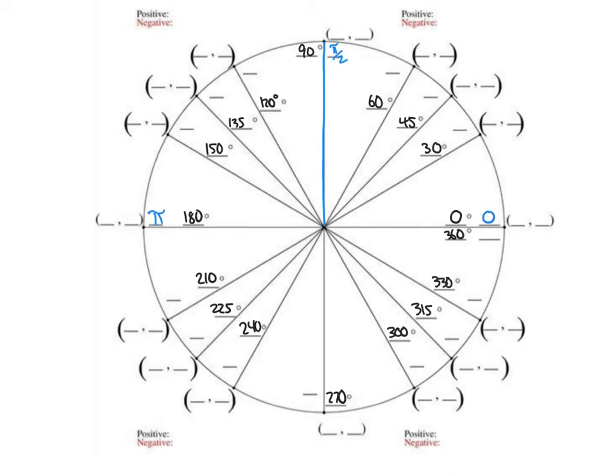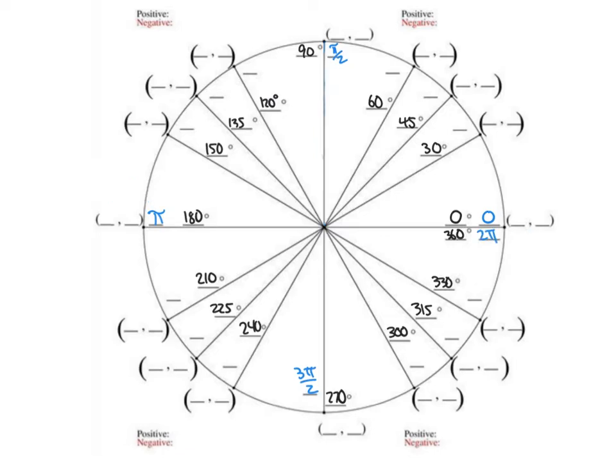And then pi is the same as 2 pi over 2, which reduces to pi. And then adding another pi over 2, we get down here to 3 pi over 2. And then adding another pi over 2, this would be 4 pi over 2, which reduces to 2 pi.